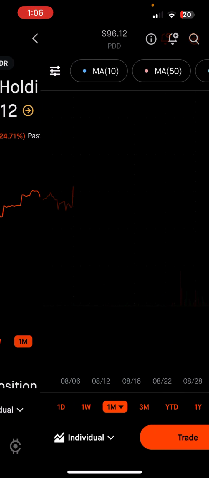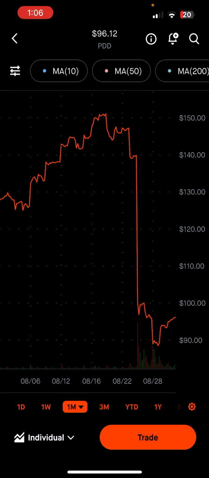And RSI is measuring the speed and change of price movements, and it helps you spot when the stock is potentially overbought or oversold. So in volatile markets, RSI is crucial because it can signal when a big price move is running out of steam. So let's say RSI goes above 70, the stock might be overbought, and a pullback could be on the horizon. But if the stock is below 30, it could be oversold and it could be ready to bounce back.